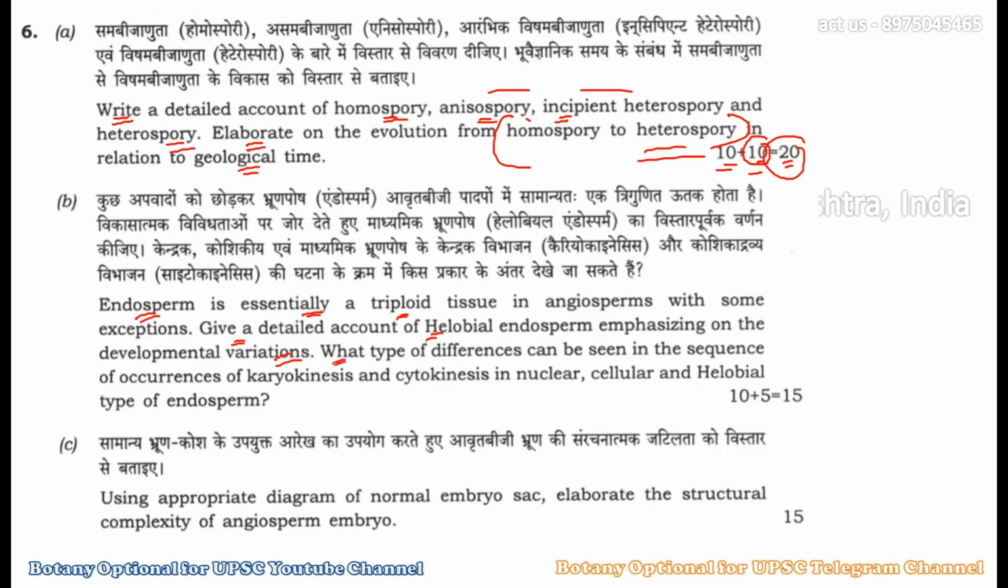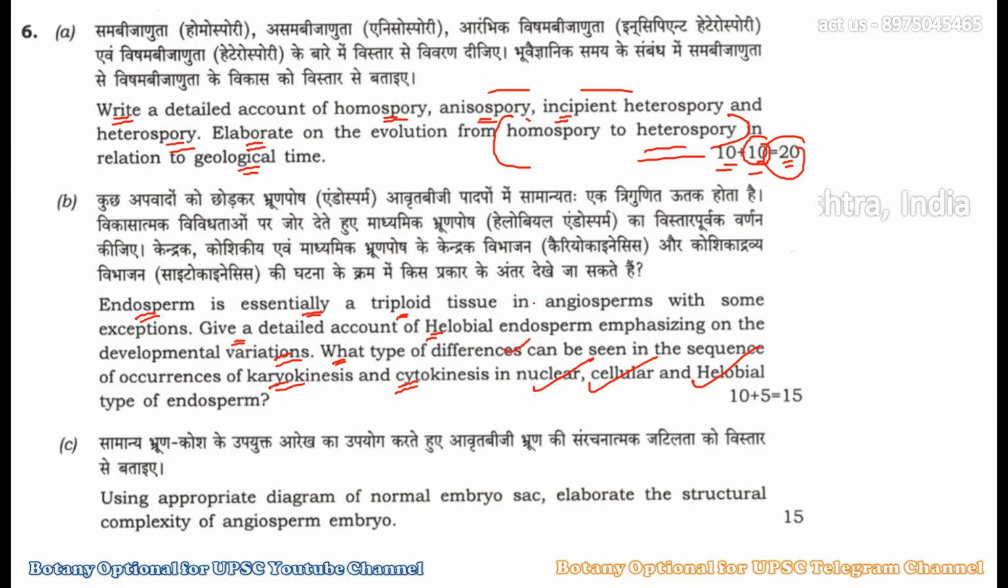What type of differences can be seen in the sequence of occurrence of karyokinesis and cytokinesis in the nuclear, cellular, and helobial type of endosperm? So finally, you have to give all three types of endosperm, that is nuclear endosperm, cellular endosperm, and the helobial endosperm. All of these three types of endosperms have different types of karyogenesis and cytokinesis. For giving this, you will have the rest of the 15 marks.